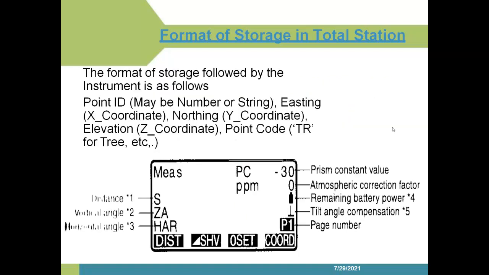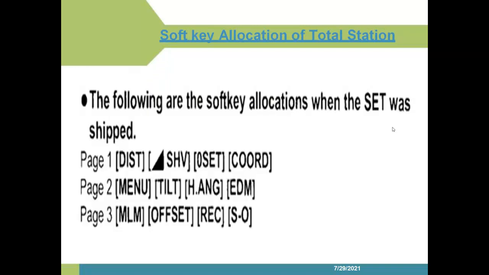And this is the format of storage. It will contain the x coordinate, y coordinate, z coordinate and TR. T is a representative unit, and it will denote the page number, prism constant value and atmospheric correction factor. Everything will be there. And the battery power unit problems will also be displayed in the unit.